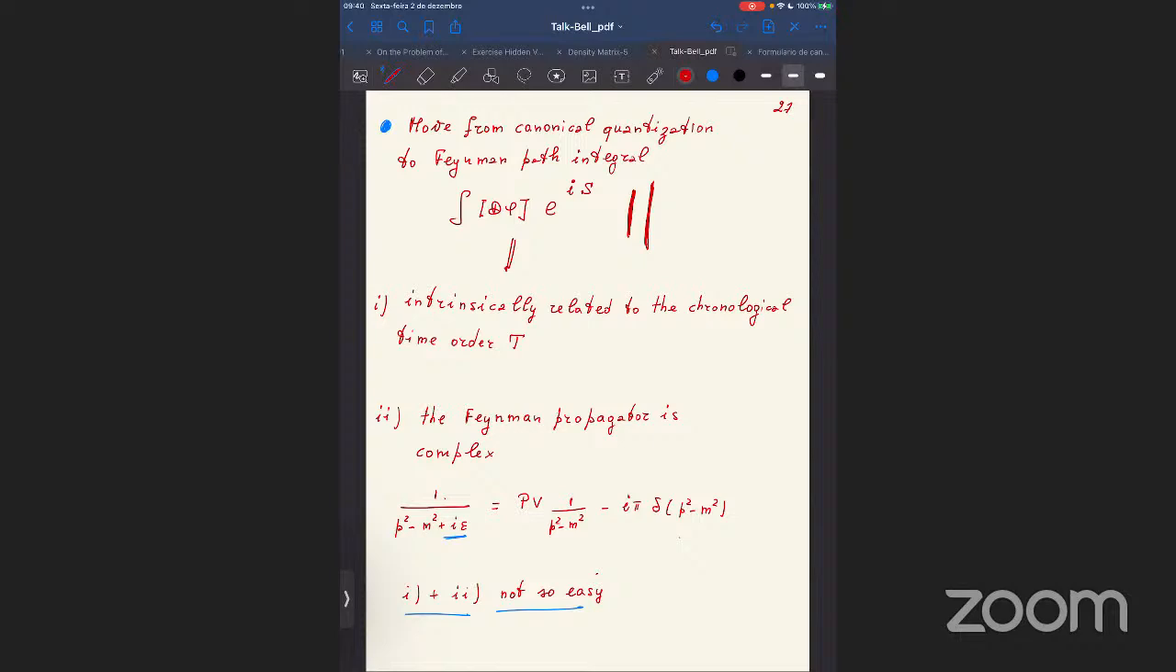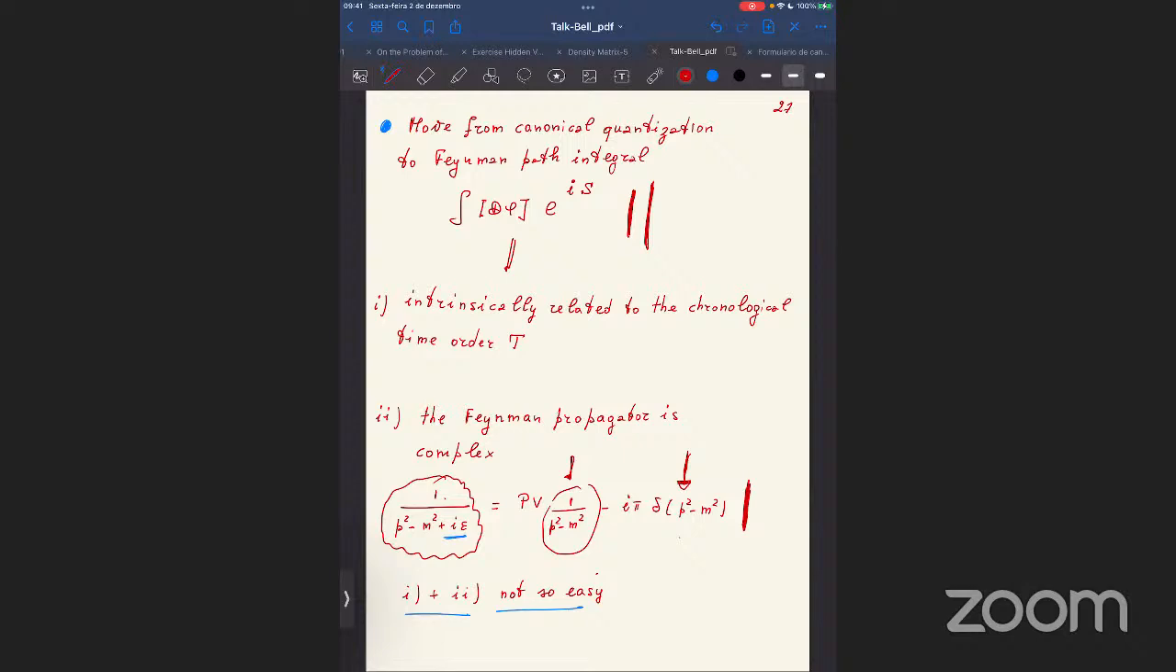First of all, it is a complex quantity. It is given by a Hankel function or in momentum space by this quantity here, which at the level of distributions can be understood in this way as the Cauchy principal value of this quantity here, and then we have the contribution from the mass hyperboloid. And one other property of the Feynman propagator is that, unlike the Pauli-Jordan function, the Feynman propagator is not causal. So the Feynman propagator receives contributions from the space-like region.